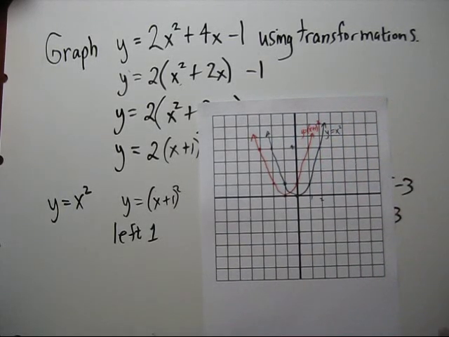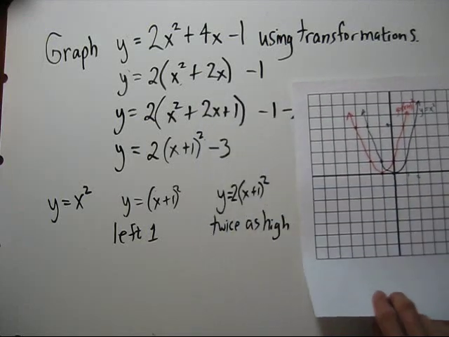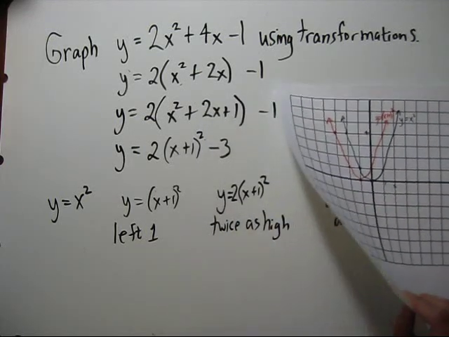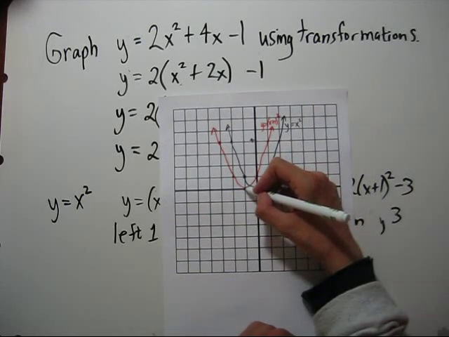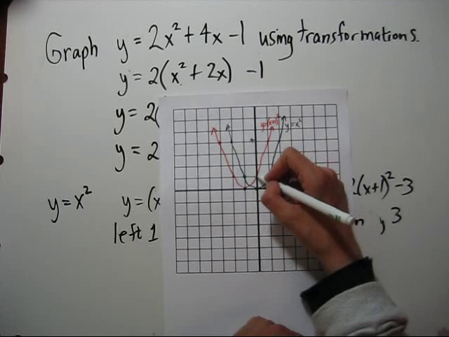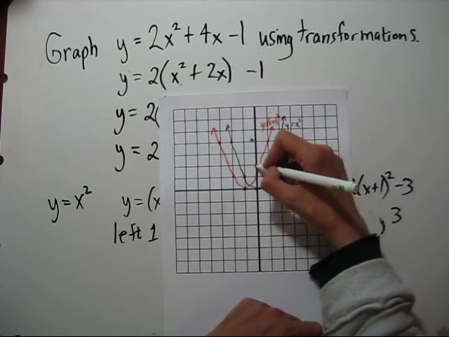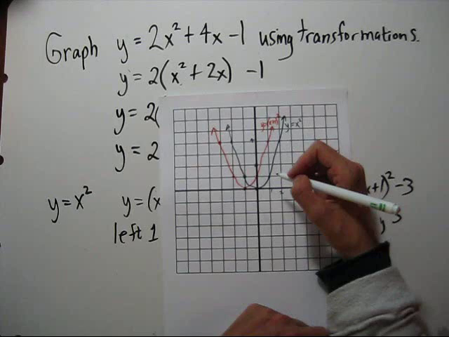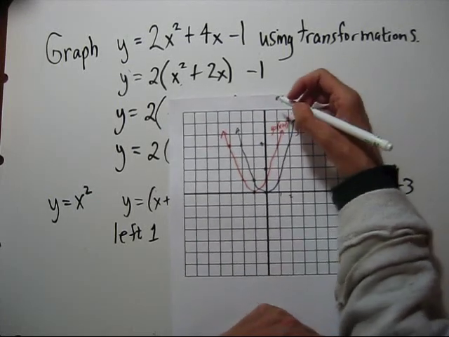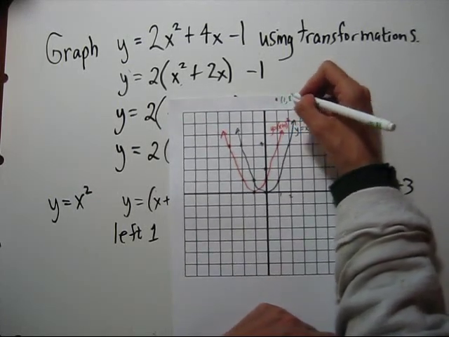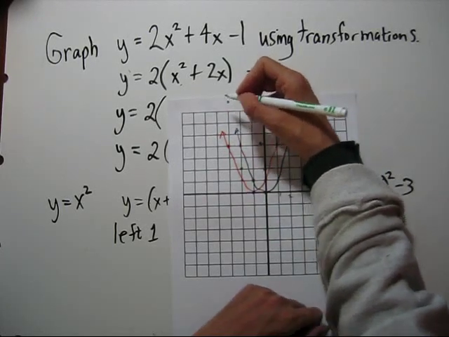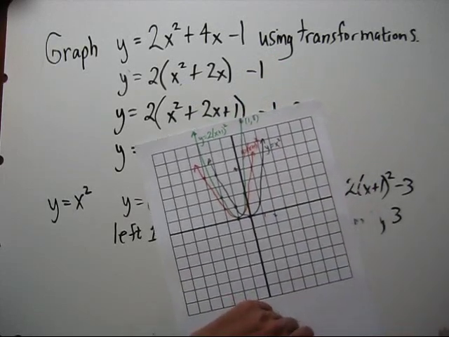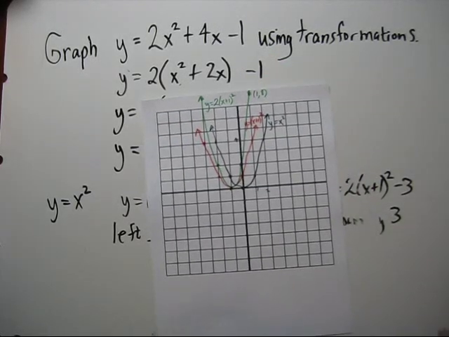The next thing that happens is we're going to go twice as high. So negative 1, 0 stays, but 0, 1 will go to 0, 2. So we're doubling the y values. 1, 4 goes to 1, 8. And our last step is to move this graph down 3.